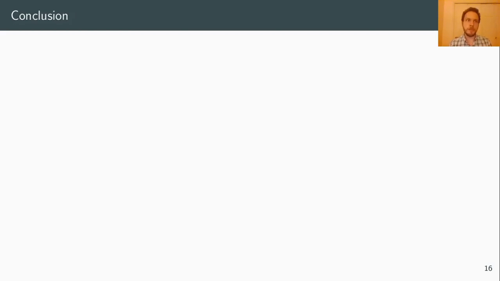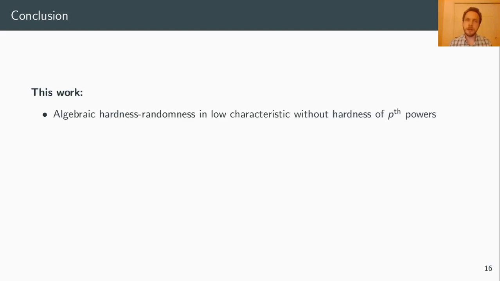So let me just wrap up with the conclusion. What do we do? In this work, we instantiate the algebraic hardness versus randomness paradigm in the regime of low characteristic without the need for the hardness of pth powers of our hard family of polynomials. The main observation that allows us to do this is this technique to efficiently compute pth roots of polynomials when the number of variables is small.